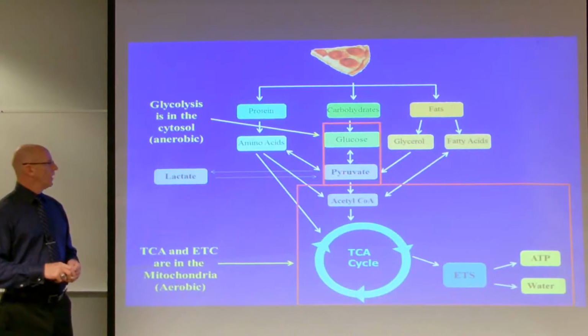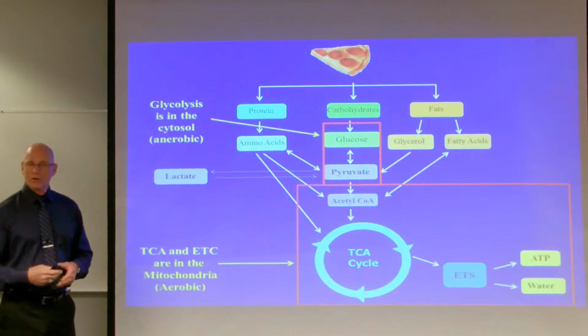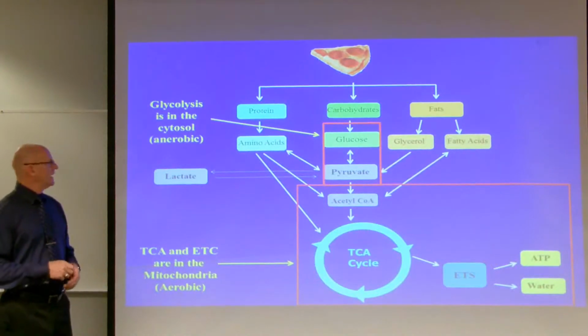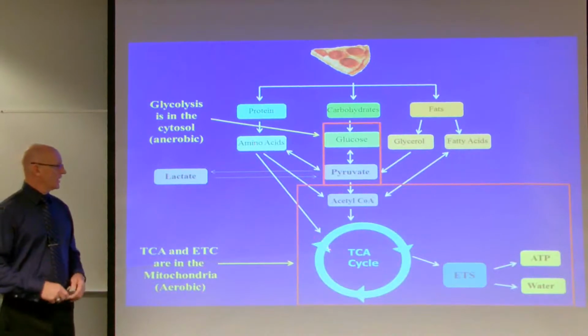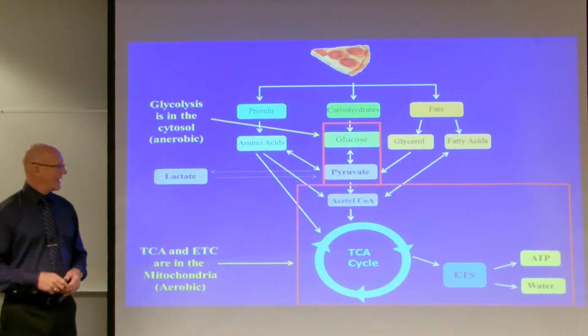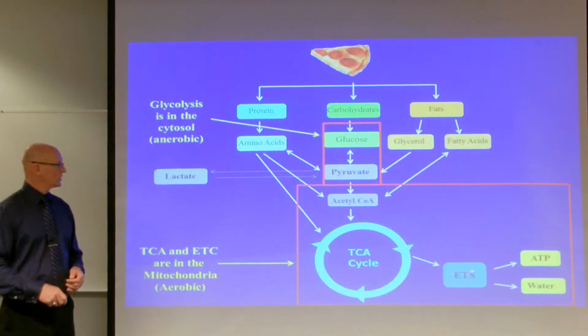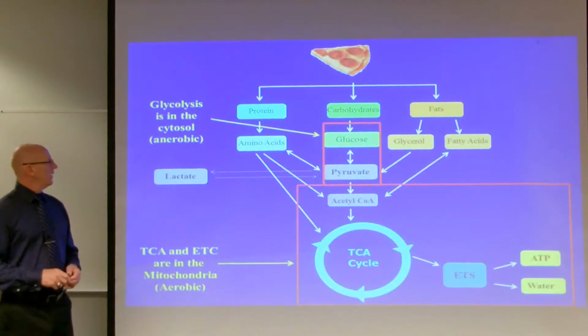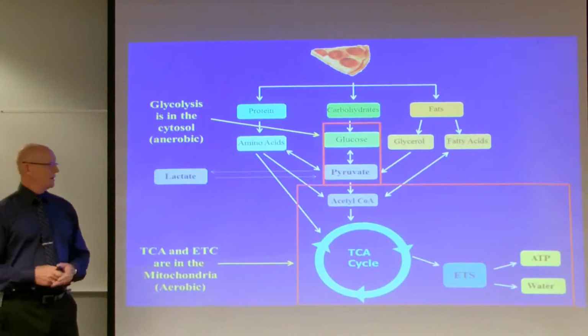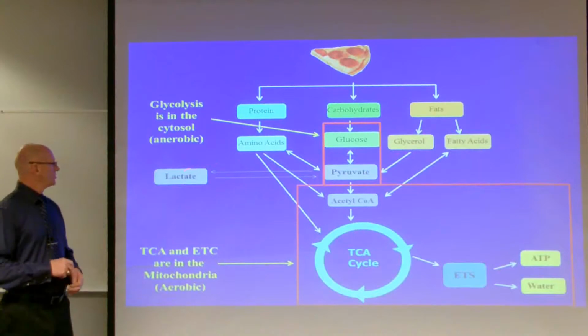Pyruvate can also be made into amino acids, and amino acids can be made into pyruvate. And amino acids can go into acetyl-CoA. There are some amino acids that can go into pyruvate, and some that can go into acetyl-CoA. And there are amino acids that can go straight into the tricarboxylic acid cycle and yield products to go into the electron transport chain.